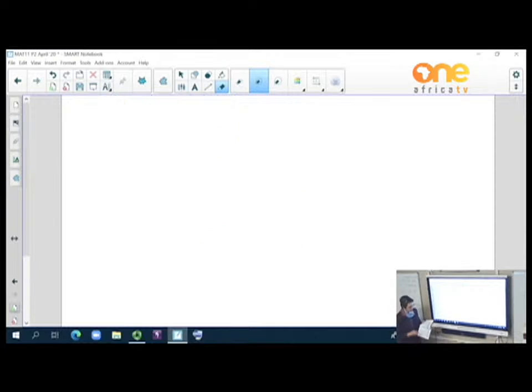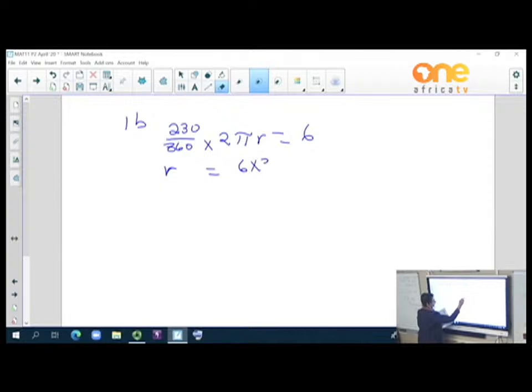So we're marking now number 1B, and again you have to find the radius. So 230 over 360 of 2 pi r, that's what we need to find, is equal to 6. They give me that arc length. So opposite operations, this is what we're doing here: 6 times 360, and you divide by 230 times 2 pi. And what is your radius length? 49. Is it rounded now?